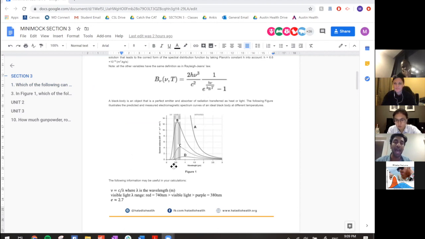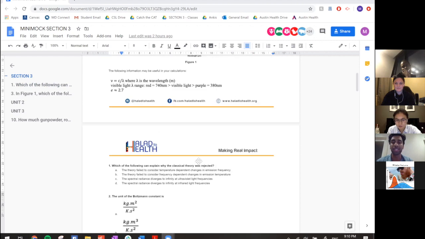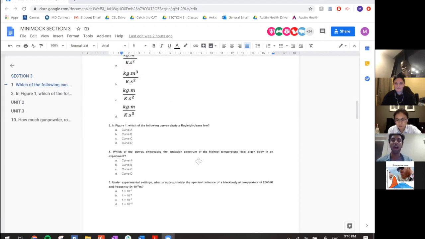So essentially, the answer to this question was curve B, because we already discounted A because we know that A was a representation of Rayleigh-Jeans law, and we're left with B, C, and D, and we notice that B has the highest peak, and as temperature increases, we know that spectral radiance increases. So this is most likely the graph that represents this black body with the highest temperature.